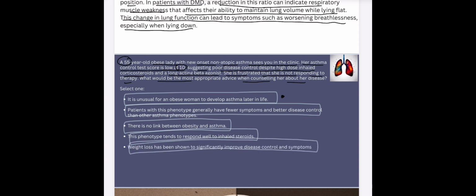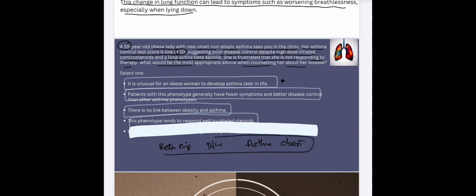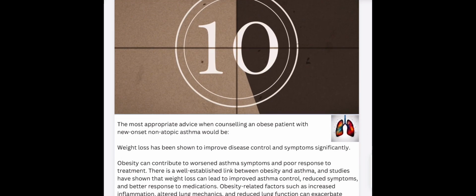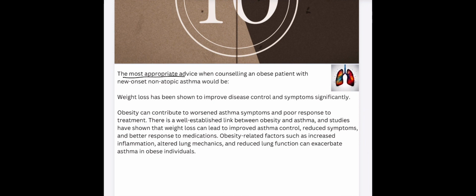So this question is basically asking about the relationship between asthma and obesity. So your knowledge, if you know anything about asthma and obesity. The answer is, the most appropriate advice when counseling an obese patient with new onset non-atopic asthma would be weight loss.